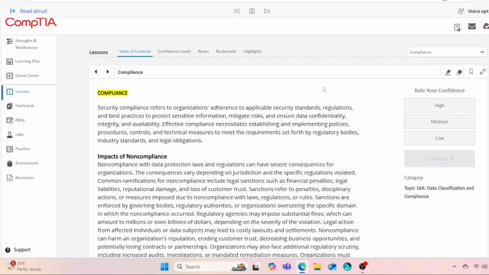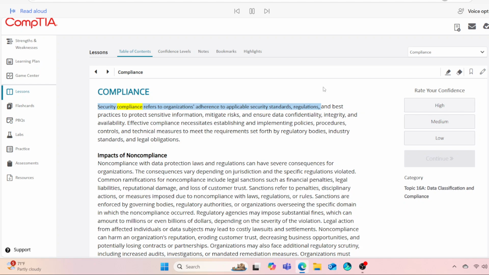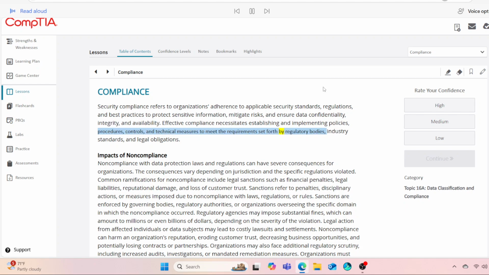Compliance. Security compliance refers to organizations' adherence to applicable security standards, regulations, and best practices to protect sensitive information, mitigate risks, and ensure data confidentiality, integrity, and availability. Effective compliance necessitates establishing and implementing policies, procedures, controls, and technical measures to meet the requirements set forth by regulatory bodies, industry standards, and legal obligations.